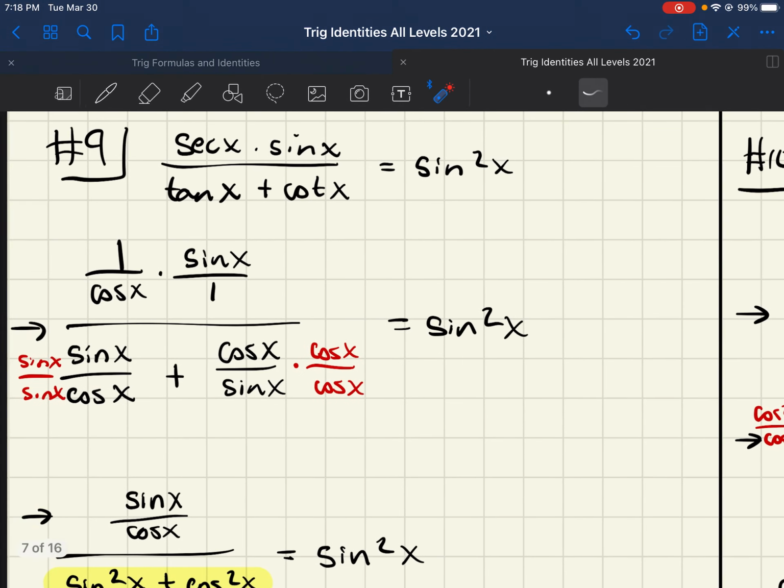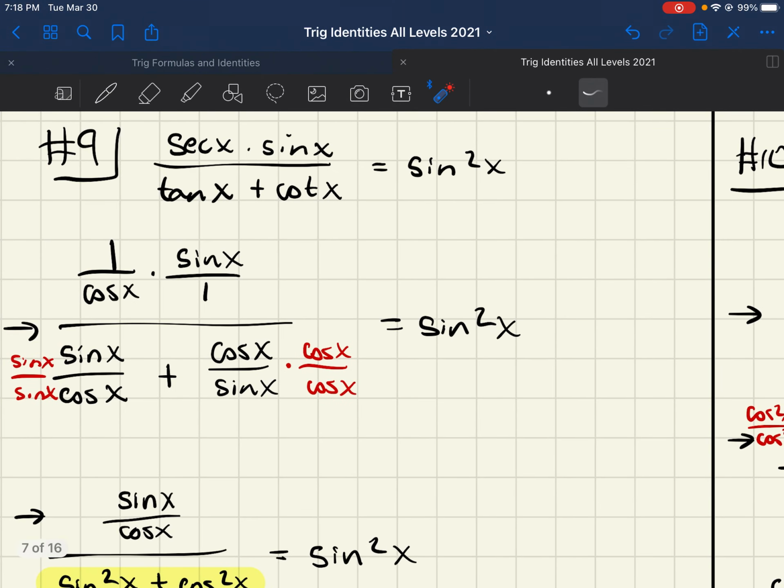All right. So number 9, we want to verify that secant of x times sine of x divided by tangent of x plus cotangent of x is equal to sine squared. First step, just like with many of these problems, I'm not noticing any Pythagorean identities to use, so I'm going to decompose into sines and cosines. Secant is 1 over cosine, tangent, sine over cosine, cotangent, cosine over sine. Sine, I just write as sine over 1. You don't need to put over 1, of course.